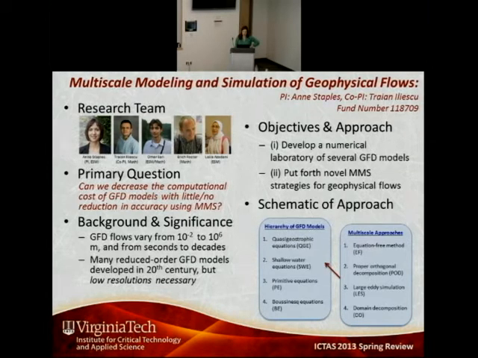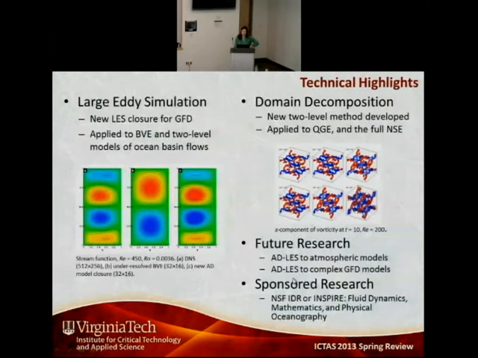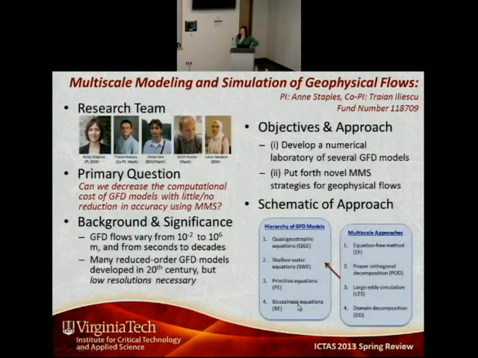So here on the bottom left, we've got our hierarchy of GFD models. Starting from the simplest way to represent a three-dimensional geophysical flow, the quasi-geostrophic equations, increasing in complexity with the shallow water equations, increasing more with the primitive equations, which are basically the incompressible Navier-Stokes equations, and then moving on to the Boussinesq equations, where we start to include compressibility. So easiest to compute to hardest to compute. And so the idea is to develop this numerical laboratory of all of these models of increasing difficulty and then apply a suite of modern multiscale approaches and see if there's any benefit to them.